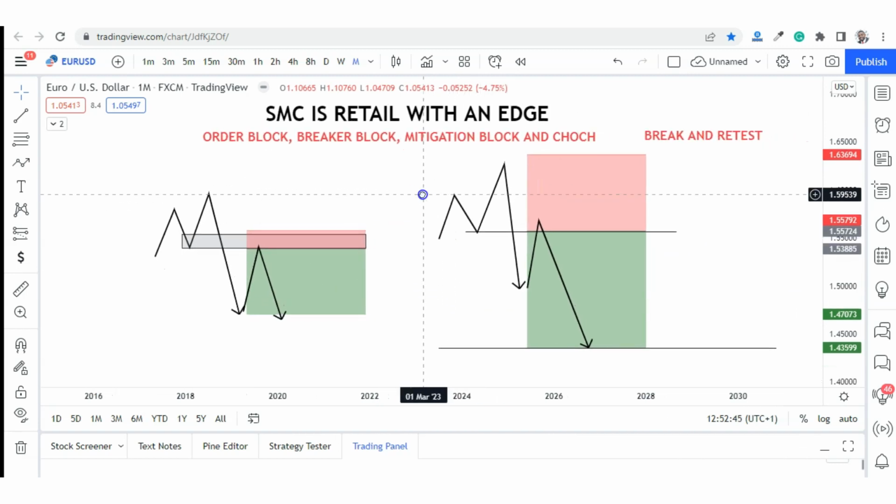I know a lot of smart money traders will be bashing me right now, but I trade smart money, so you can go ahead. This is just my opinion.